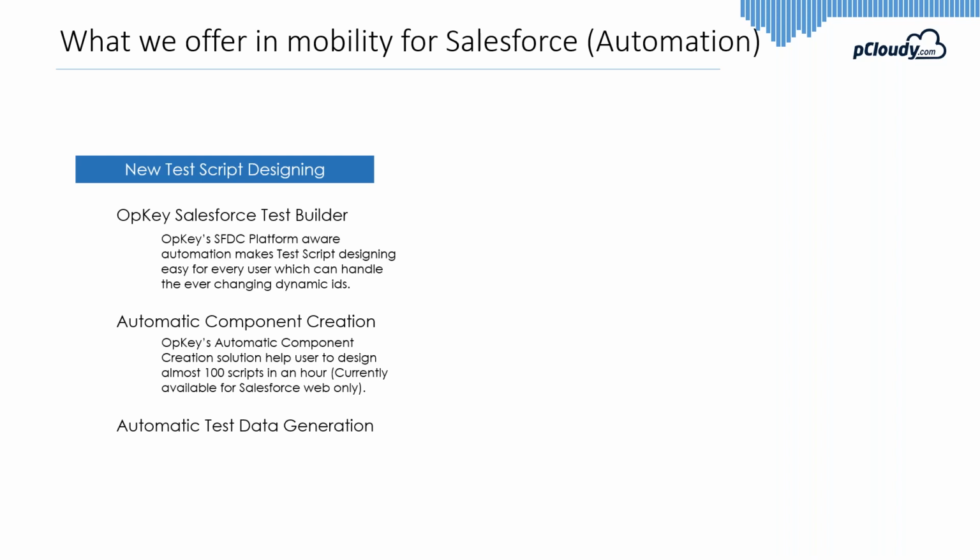So as a user, we do not need to learn any kind of coding. We can simply open up the test builder, open up the application, perform actions on the application, and it can create the scripts automatically. And it takes care of the dynamic IDs automatically. The second is the automatic component creation.